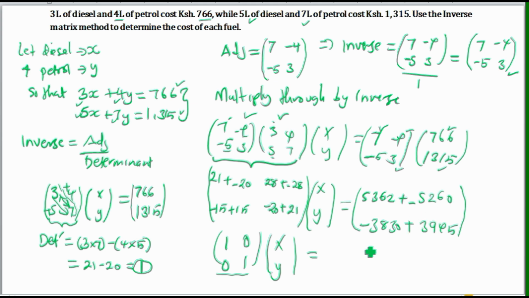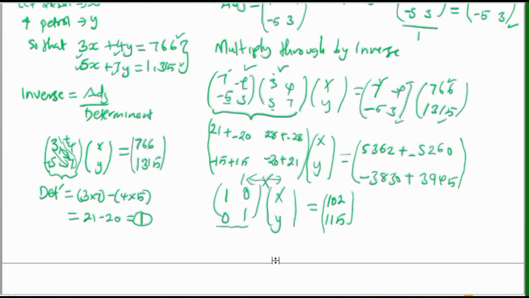5362 minus 5260, and that is a total of 102. And if you simplify, negative 3830 plus 3945 gives us a total of 115. And then multiplying a unit matrix by another matrix is just the same as multiplying by 1. So here we still have x and y. If you simplify this, you get x, y equals 102, 115. So it means our x is 102, y is 115.